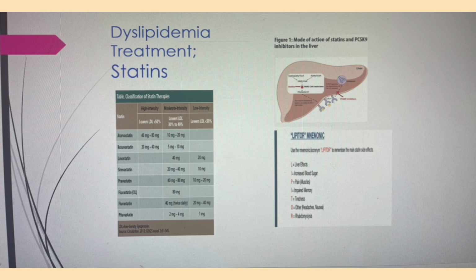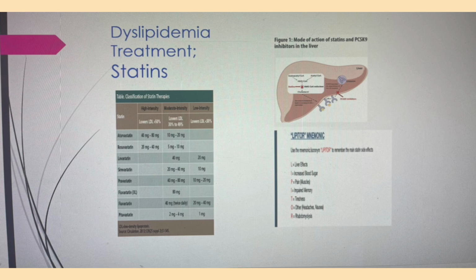Statin blocks the enzyme, as you see in the picture, HMG-CoA reductase, which is involved in the production of cholesterol. And also you can see that it increases the LDL receptors on the surface of the liver cell, so that more cholesterol is absorbed from the blood.